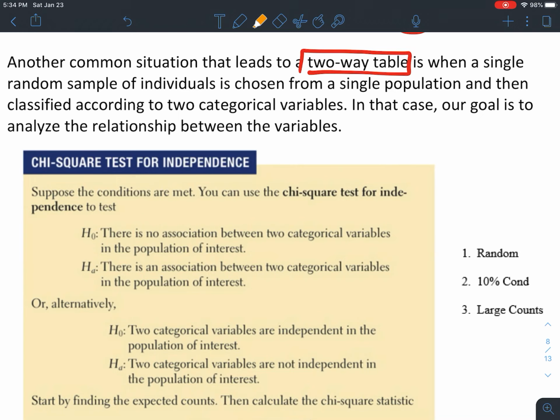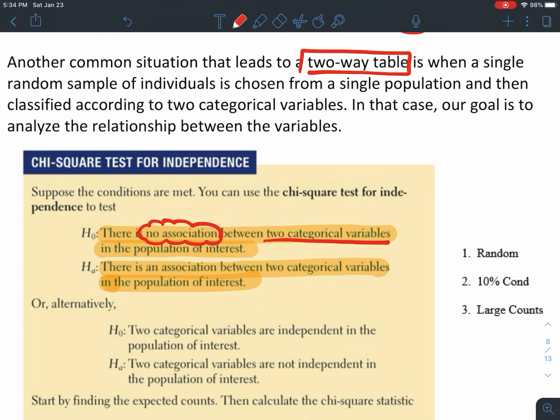Okay, there are two different ways that you can word it. I kind of prefer the first way here, which is we want to say that there is no association between the two categorical variables in the population of interest. Remember, your null hypothesis is generally a statement of no difference, or in this case, no association whatsoever between these two categorical variables in this one population, versus the alternative, which is saying that there is an association between these two categorical variables in this population.